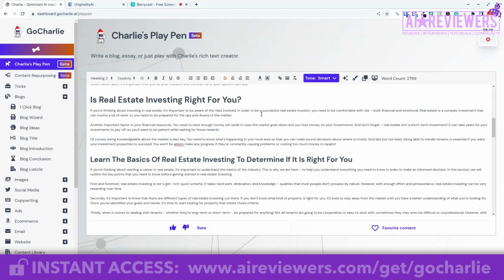In order to be a successful real estate investor, you need to be comfortable with risk, both financial and emotional. Real estate is a complex investment that can involve a lot of work, so you need to be prepared for the ups and downs of the market.